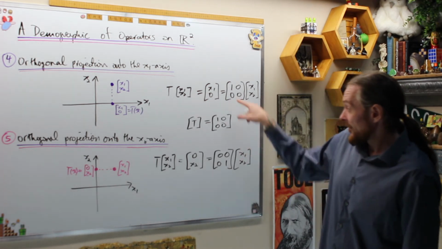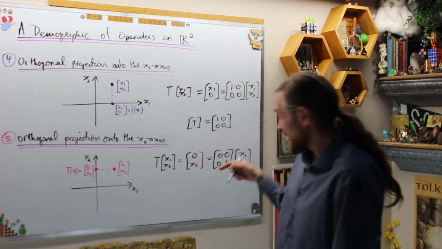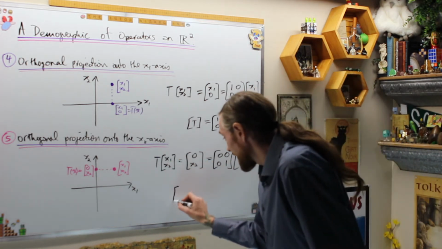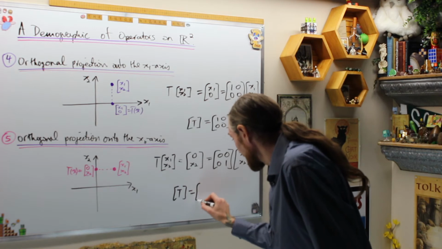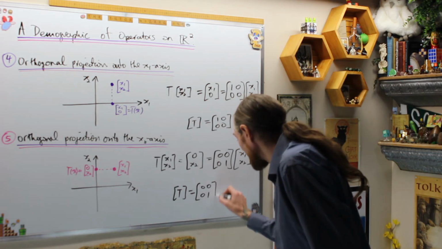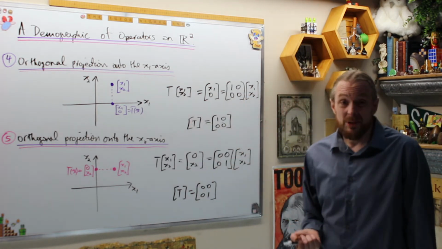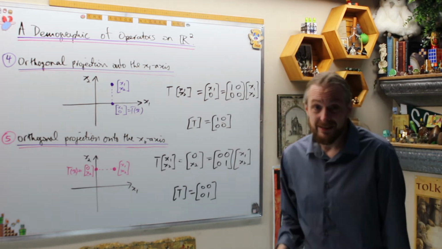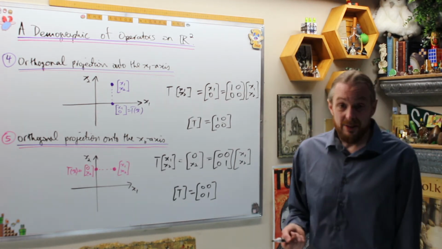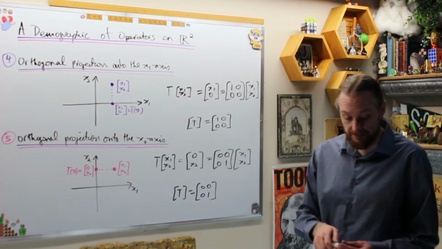a linear operator in both cases, because we have a standard matrix in this. So this is a matrix operator. T in this case is going to be 0, 0, 0, 1. So those are the orthogonal projections onto the x1 and x2 axis, and they are linear operators. Let's do a few more.